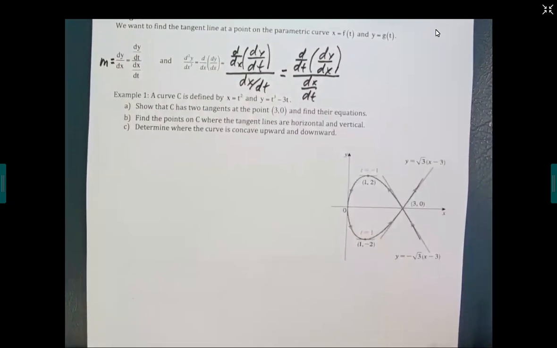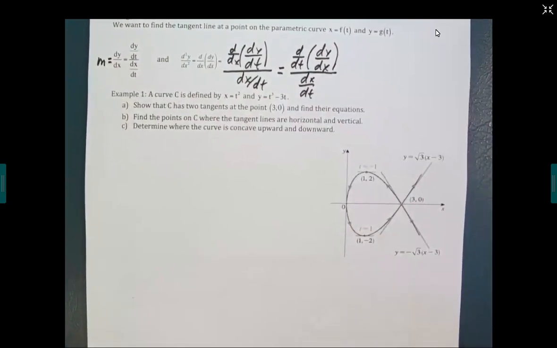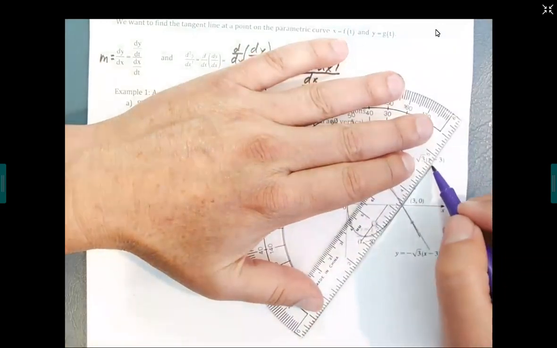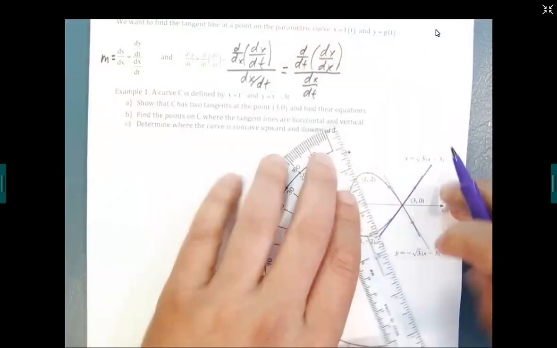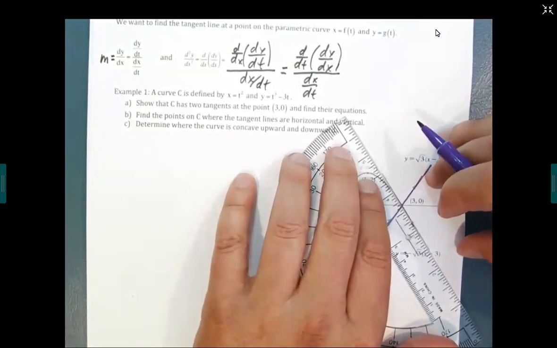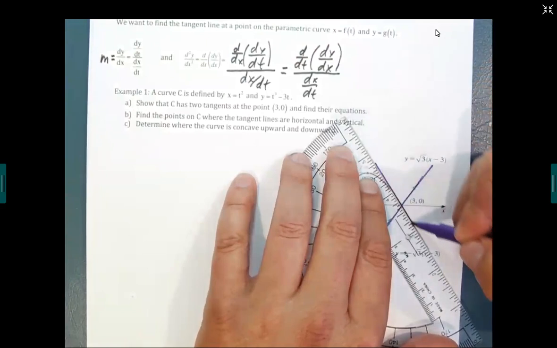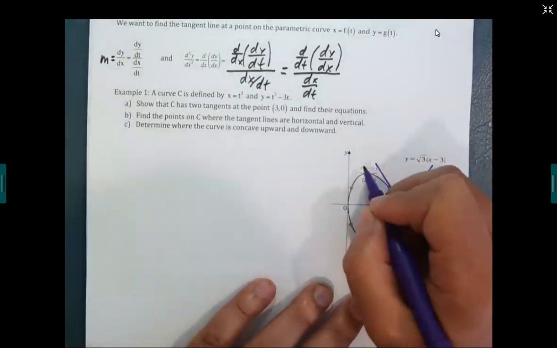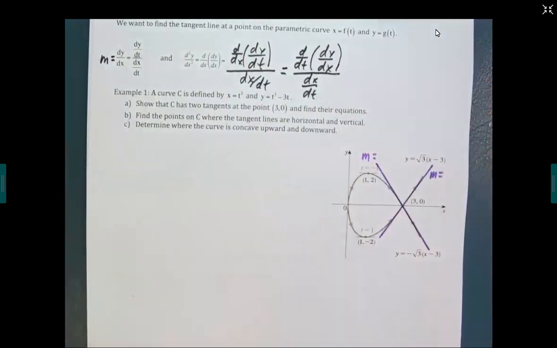Example 1. Show that C has two tangents at the point (3, 0). Now here's our actual curve. What we're going to be looking at here are these tangent lines. Let me emphasize it a little stronger: this line here and this line here. What we're looking for is the slope of these tangent lines, and we're also going to find the actual equation of these purple lines here.